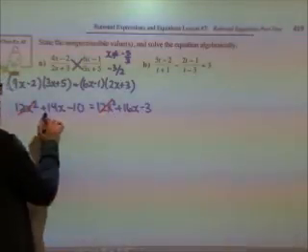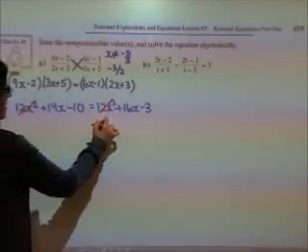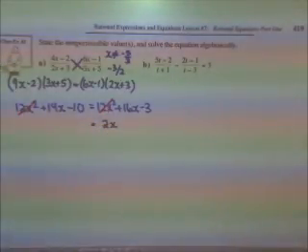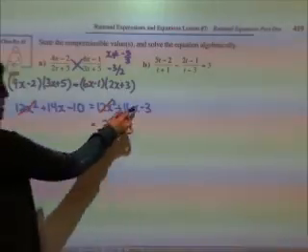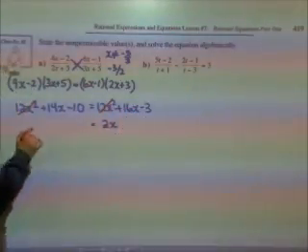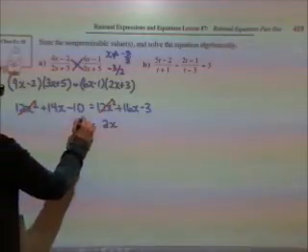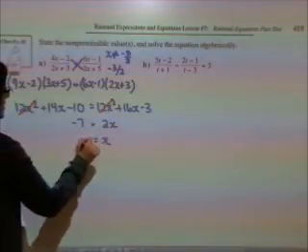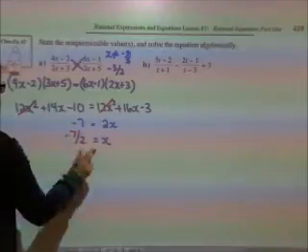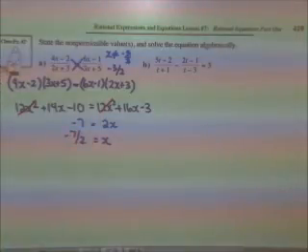So 16x minus 14x would give me 2x, and then this negative 3 I'd add. So negative 10 plus 3. Negative 7. And then divide by 2. And I get negative 7/2.